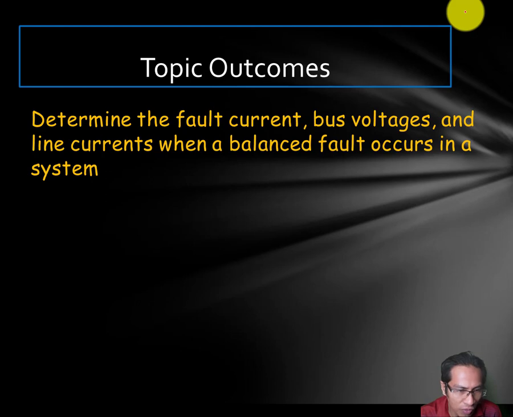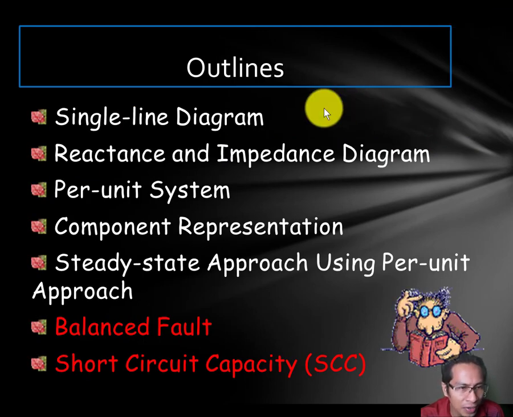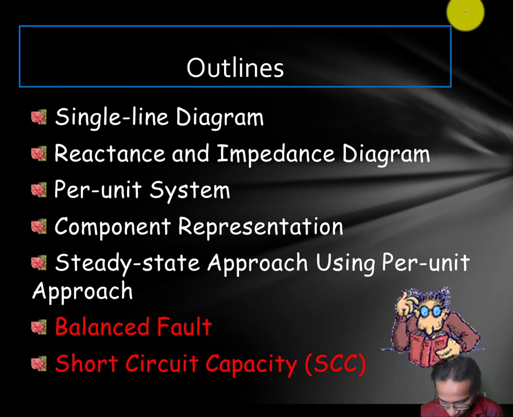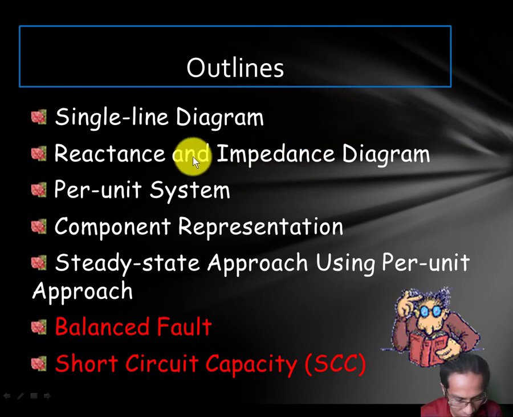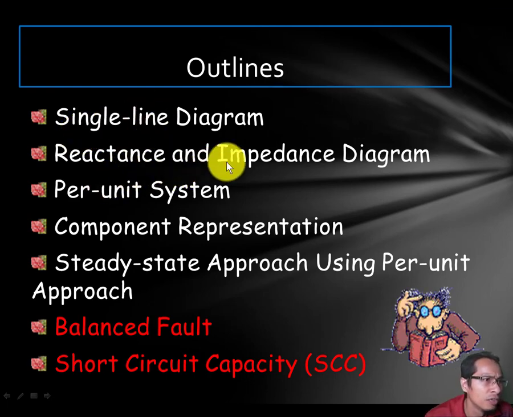Okay, balance faults. By the end of this subtopic, students should be able to determine fault current, bus voltages and line currents when balance faults occur in the power system network. This is our outline for chapter 2. We already finished single line diagram, reactance and impedance diagram, per unit system, component representations, and the steady state approach using per units. Today we will focus on balance faults and short circuit capacity.